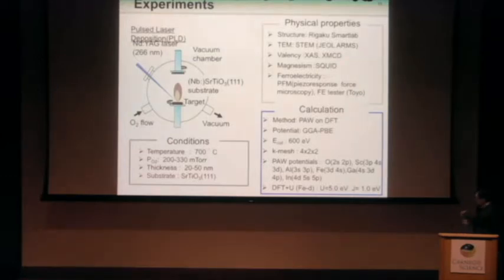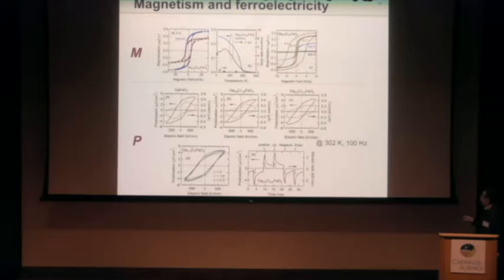To prepare the single crystalline film, we used the PLD technique. All the films were deposited on strontium titanate 111. This is just an explanation. And this is experimental data for the magnetization and polarization. This material shows ferrimagnetism and ferroelectricity, but today I will skip the magnetism of this material. Let's look at the polarization of this material.